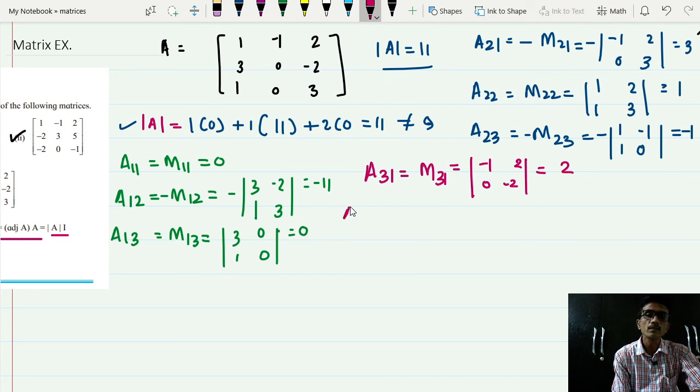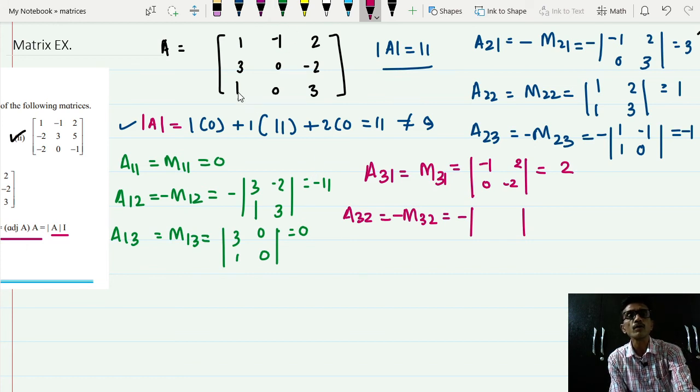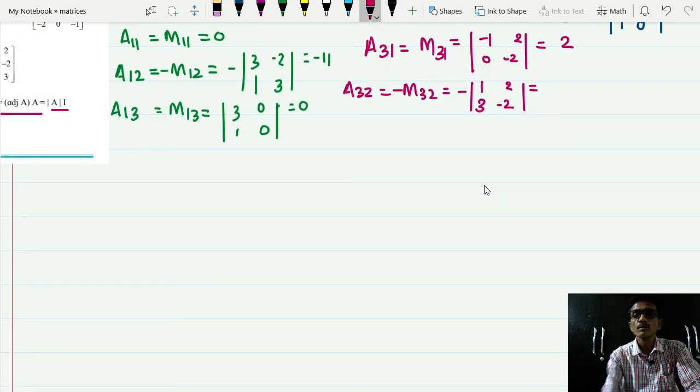Then A32 is equal to minus of M32, which is minus of the determinant with third row and second column left out. You have to leave the third row and second column: 1 3, 2 minus 2. According to the expansion of this, 6 plus 2, 8. This will be 8.